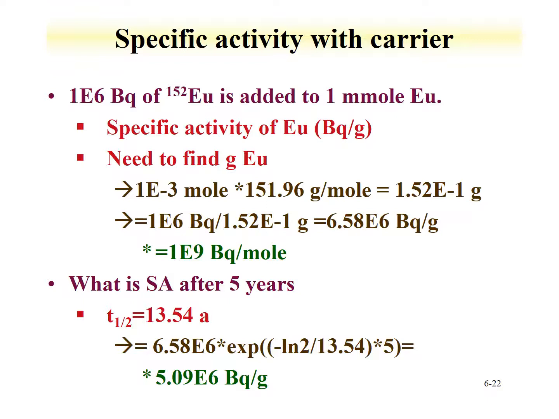We can also use this to say, let's say you make this at the beginning of a graduate school career, towards the end, 5 years later. What's the specific activity? The half-life is 13 and a half years. So we have our initial activity, e to the minus lambda times t, 5 years. The activity has gone down from 6.5 to 5.1 times 10 to the 6 becquerel per gram.